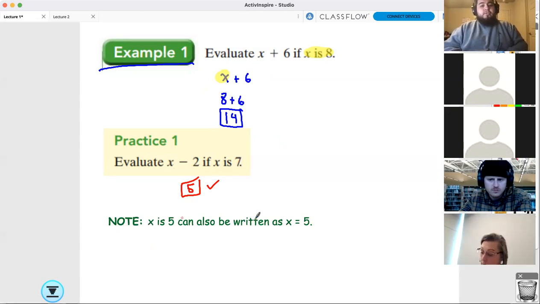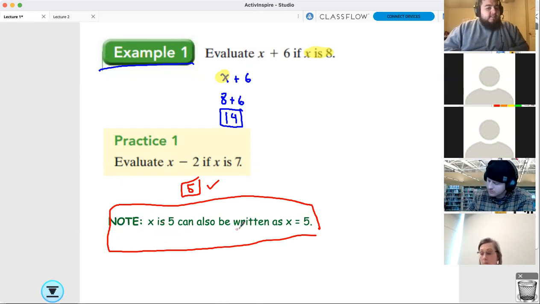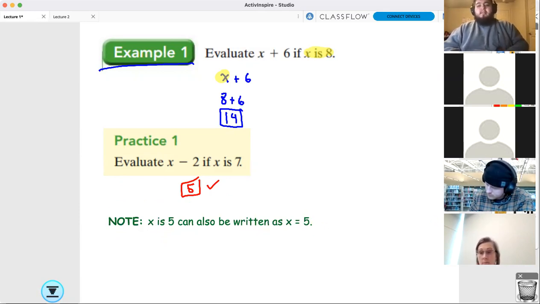And note, make sure you take this time to write this note. I'm explaining to you that when someone says x is something, that's the same thing as x equals 5. So x is 5 is the same thing as x equals 5. That is what my note is trying to say. So please get that note down in your notebook, guys, please.